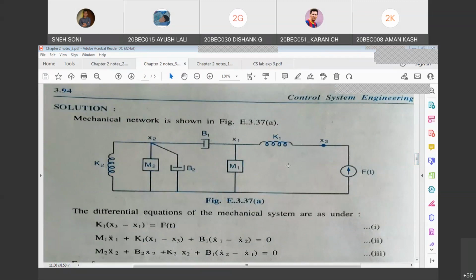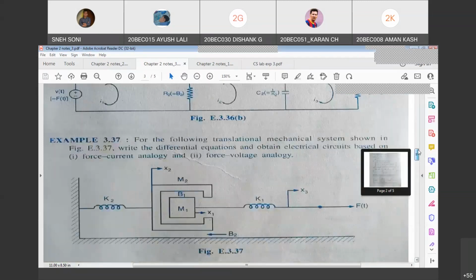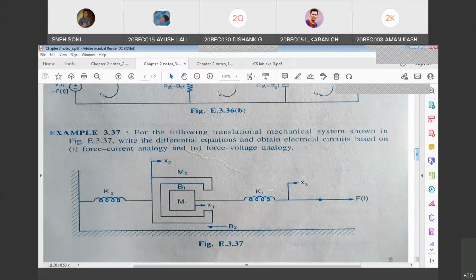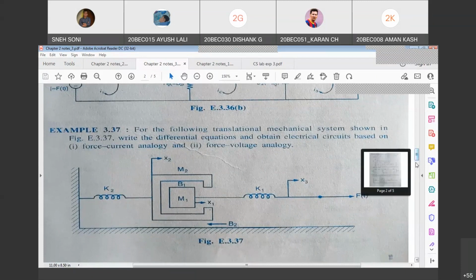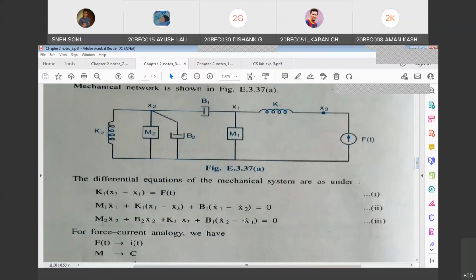Now the steps are pretty straightforward. You can simply write differential equations first. When you write the differential equation of mass m1, which points you have to consider? So when we are writing for m1, what we will write? m1 x1 double dot plus k1 into x1 minus x3, plus b1 into x1 dot minus x2 dot, because b1 is connected between x1 and x2, if you see here.